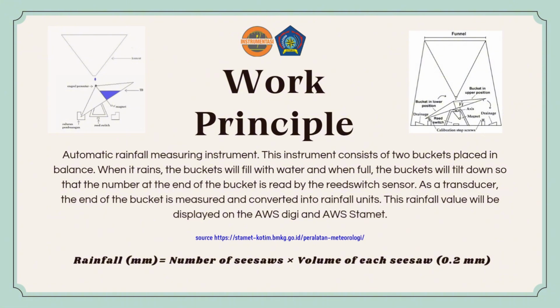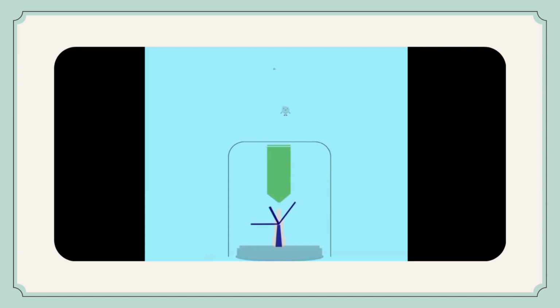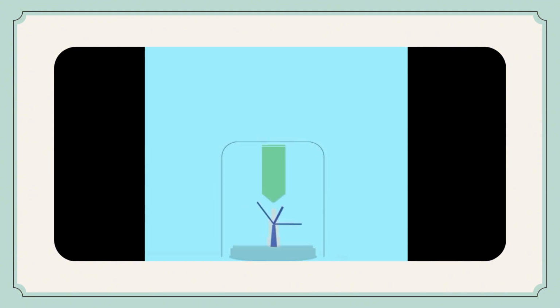As a transducer, the tip of the bucket is measured and converted into rainfall units. This rainfall value will be displayed on the AWS display and AWS estimate. The formula for rainfall in millimeters is the number of seesaw tips multiplied by the volume of each seesaw, 0.2 millimeter.